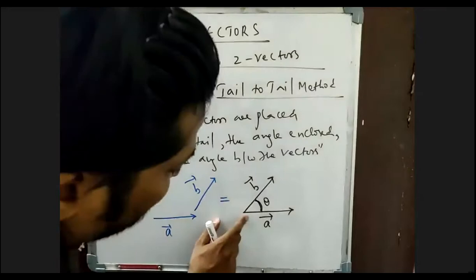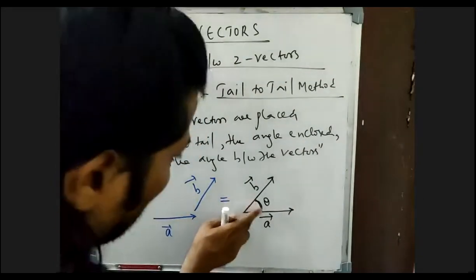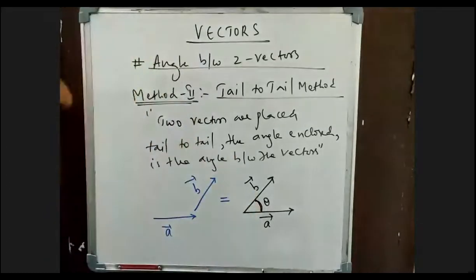See, the tail of the first vector is coinciding with the tail of the second vector. If two tails coincide, whatever angle is enclosed, that will be the angle between the two vectors. I hope this is clear. Take a snapshot of this one. We'll try to do one more example. You will get clarity on how to take the angle between the two vectors.